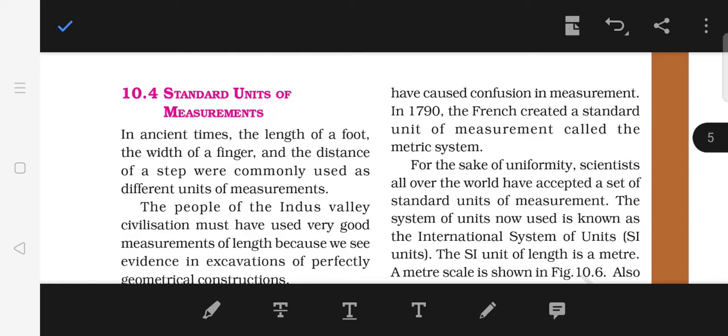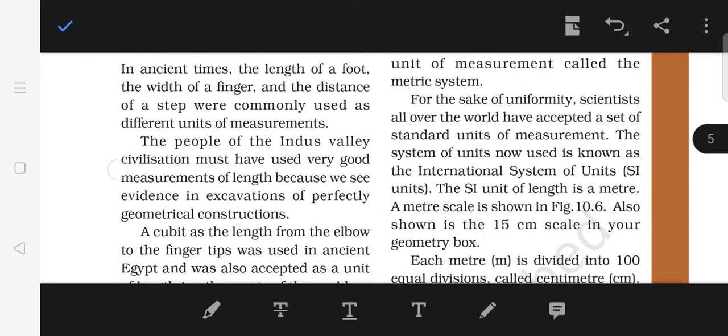In ancient times, the length of a foot, the width of a finger and the distance of a step were commonly used as different units of measurement. So the people of the Indus Valley civilization must have used very good measurements of length because we see evidence in excavations of perfectly geometrical construction.